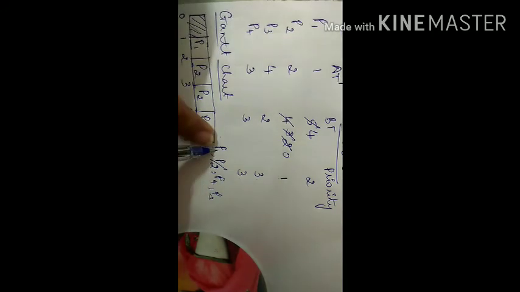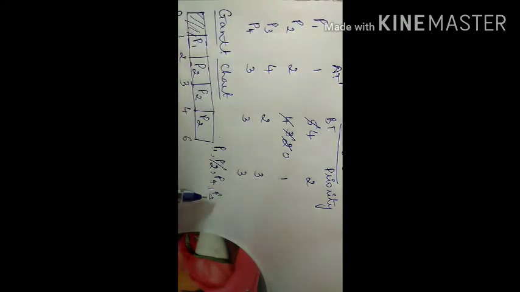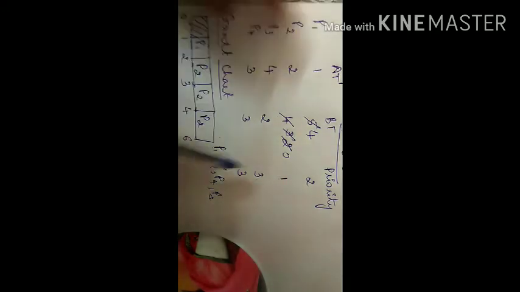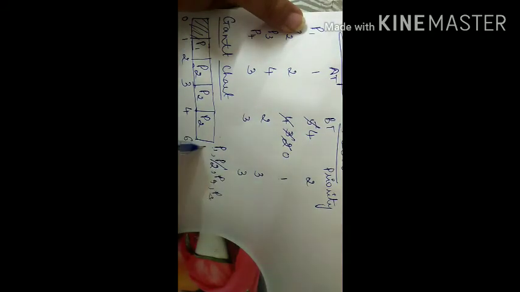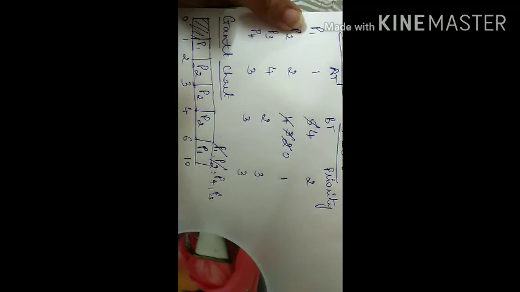Now among P1, P4 and P3, who has the highest priority, or who has the least number? It is P1. That's why we are going to schedule P1. Since no new processes are arriving, P1 will complete its execution. 6 plus 4, 10. Since it has completed its execution, please strike it out.